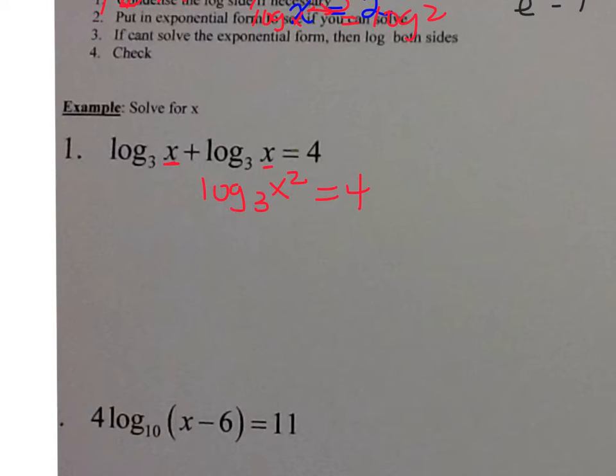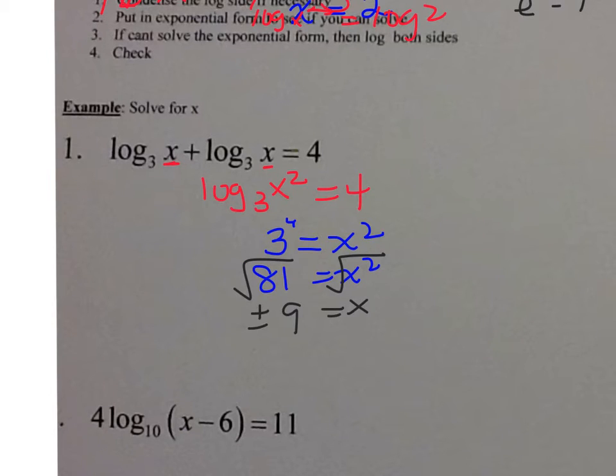So now I have one log, and I'm going to put it in exponential form. So it's 3, because that's my base, to the 4th power is equal to x squared. So I have x squared is equal to 81. Square root both sides. So I get x is equal to positive negative 9. But this can't be a negative, and it can't be a 0 either. So therefore, x is just equal to 9 because you can't have a negative 9.